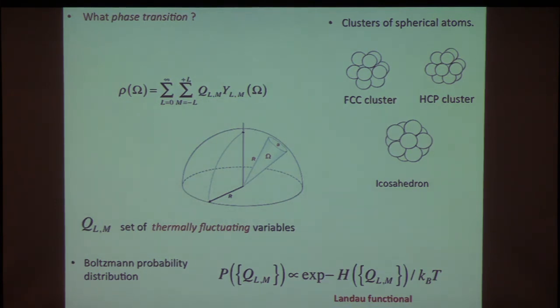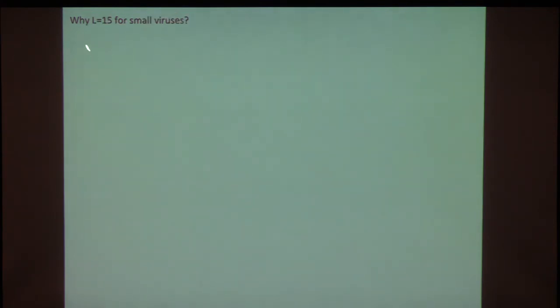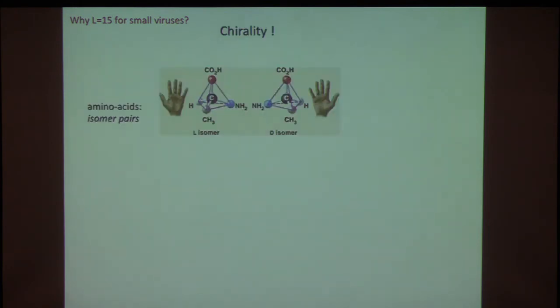They're not saying that there's a phase transition. There isn't. They're only saying that I can use this Landau functional in there and say something about the probability distribution. So the idea that we do this for a phase transition is not crazy. It's a sensible idea. It may not be right, but it is not mathematically inconsistent. So the next question is, how do you justify using L equals 15? Well, it has to do with chirality.